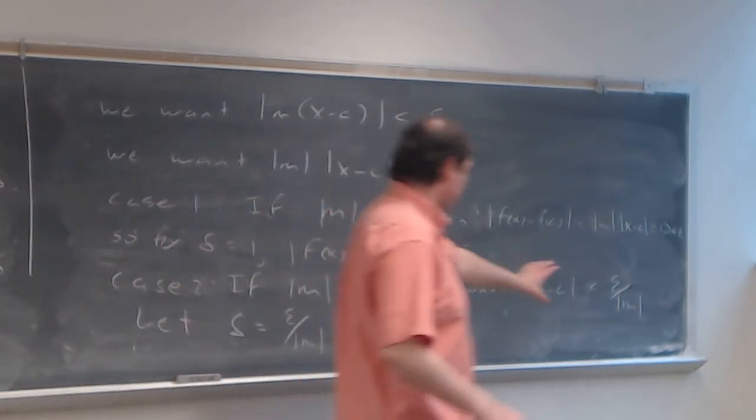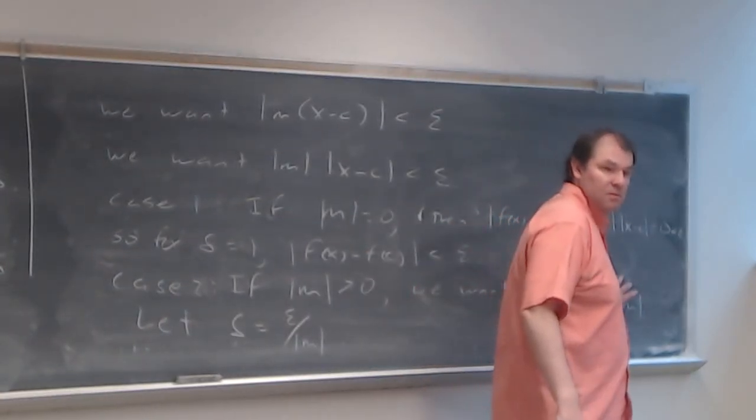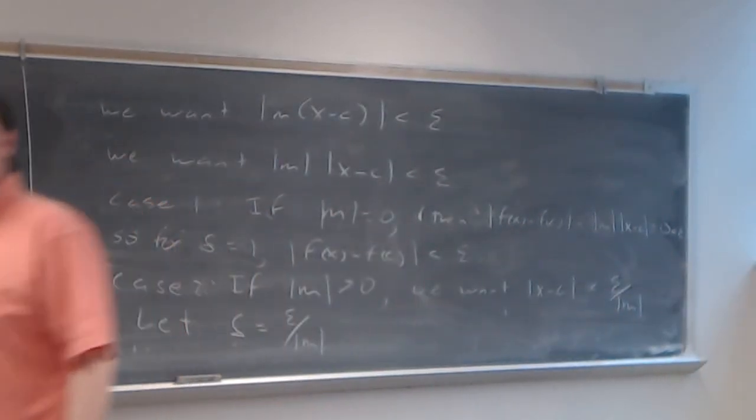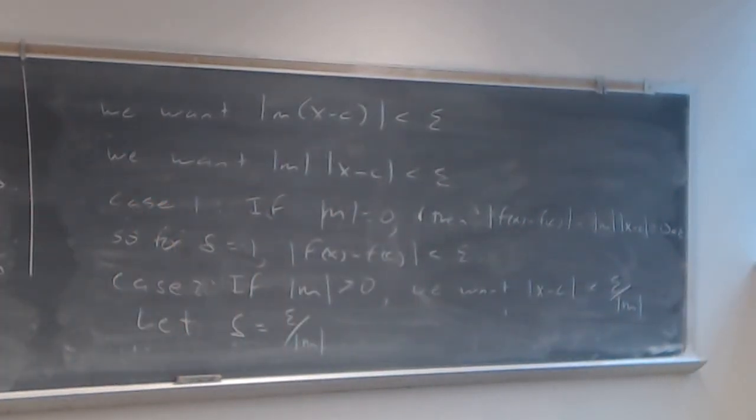If you let delta be this, then you work backwards and you'll get that f of x minus f of c will be less than epsilon. That's the delta you need. Is that okay with everybody? Okay, so that's where I'm going to stop.